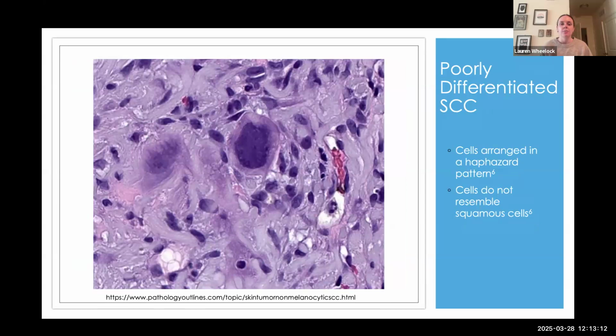Conversely, poorly differentiated squamous cell carcinoma would indicate that the malignant cells do not resemble healthy squamous cells at all. And so in this picture, we've lost a lot of the hallmarks of squamous cell carcinoma. We don't have keratin pearls. Intracellular bridging is quite difficult to appreciate. And the cells are arranged in a very haphazard pattern.